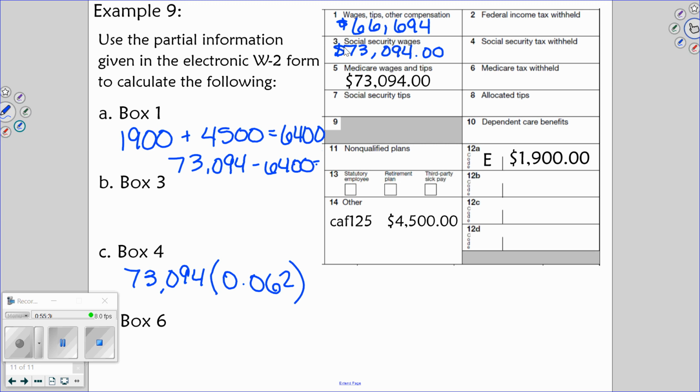We're going to multiply that by the 0.062. So that is 4,531.83. And then box 6 is Medicare. Good.